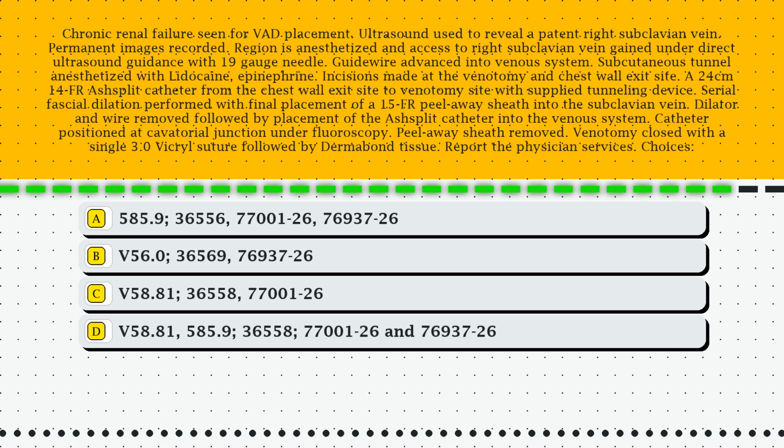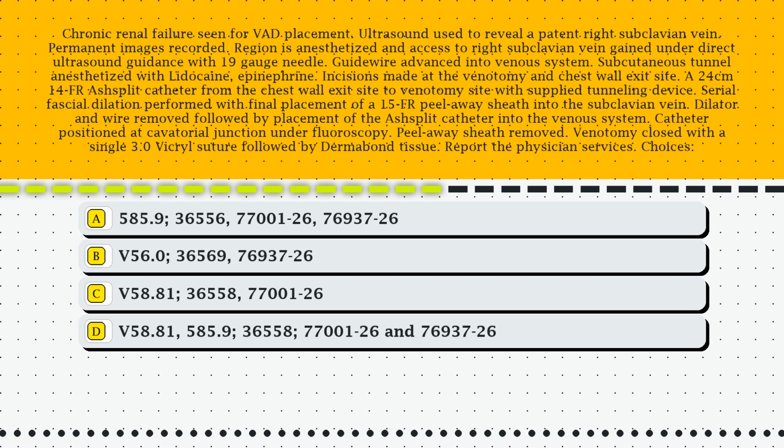Ultrasound used to reveal a patent right subclavian vein. Permanent images recorded. Region is anesthetized and access to right subclavian vein gained under direct ultrasound guidance with 19-gauge needle. Guide wire advanced into venous system. Subcutaneous tunnel anesthetized with lidocaine, epinephrine. Incisions made at the venotomy and chest wall exit site.